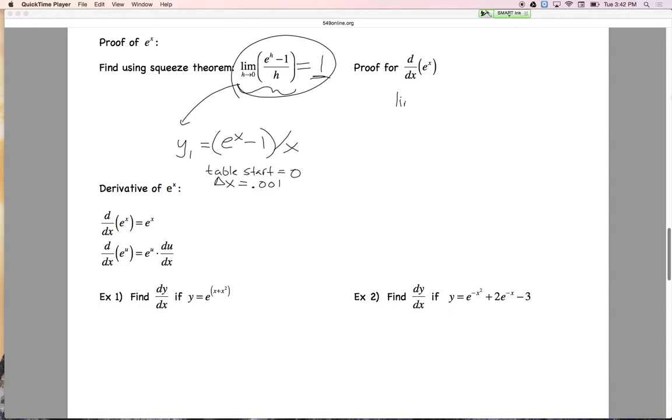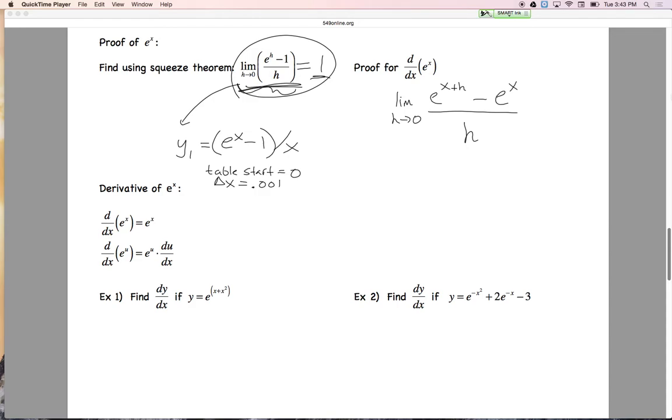We're going to take the limit as h approaches 0 of f of x plus h, which would be e to the x plus h, minus f of x, which is e to the x, all over h. What I'm going to do here might seem a little weird, but I'm going to try and produce this over here using the squeeze theorem, that equals 1. I'm going to do something pretty awkward here.